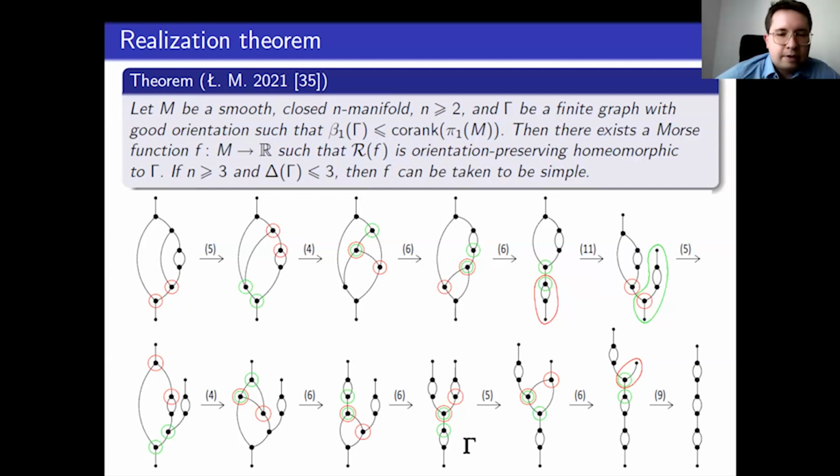These modifications come from Morse and Handle theory, for example, rearrangement and cancellation theorems, but we also need to use some other surgery constructions to obtain more complicated modifications of Reeb graphs. But having these modifications, we combinatorially prove that any given graph gamma with good orientation can be obtained from the initial graph by using these modifications. So this is realization up to homeomorphism of graphs.